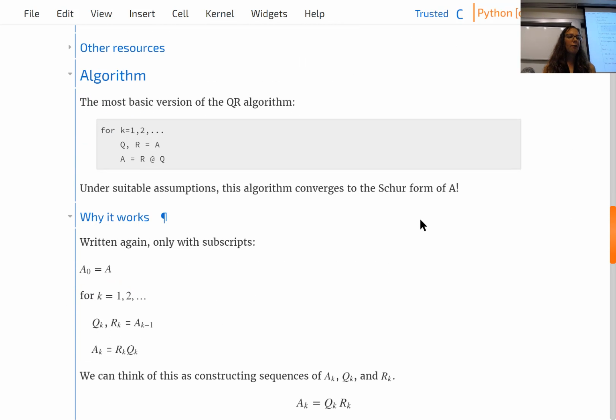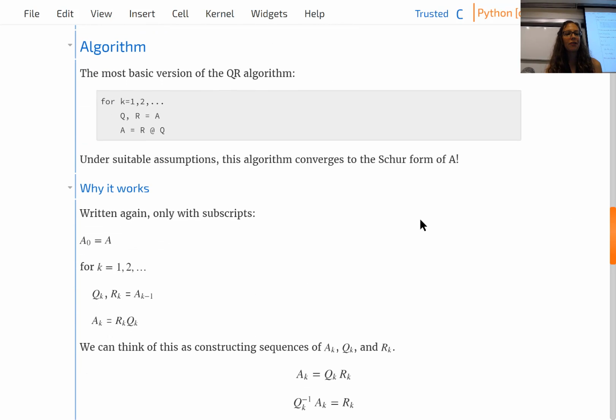And so we're going to go over the basic version of the QR algorithm, which is really simple. You have a loop, and you get the QR decomposition of A, and then you set your new A to be equal to R times Q. Under certain conditions, this algorithm is going to converge and give you the Schur form of A, which means that it's going to return something triangular.